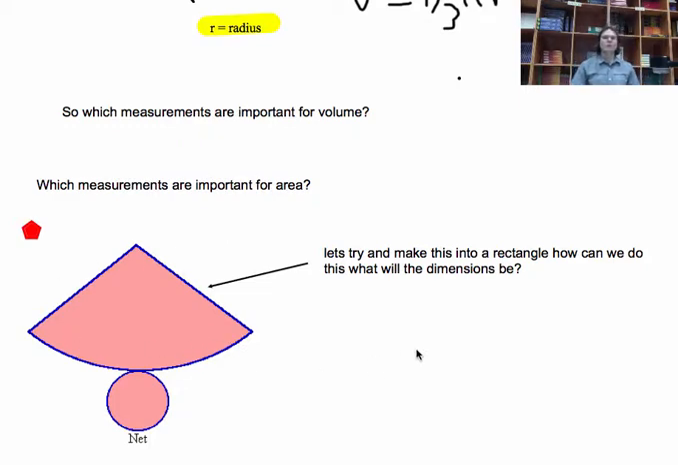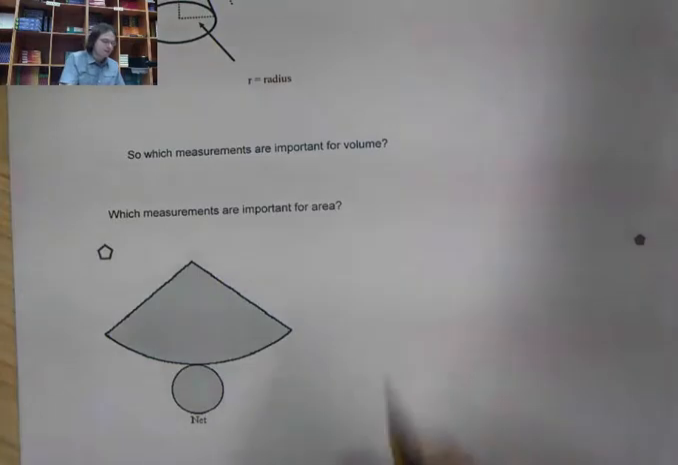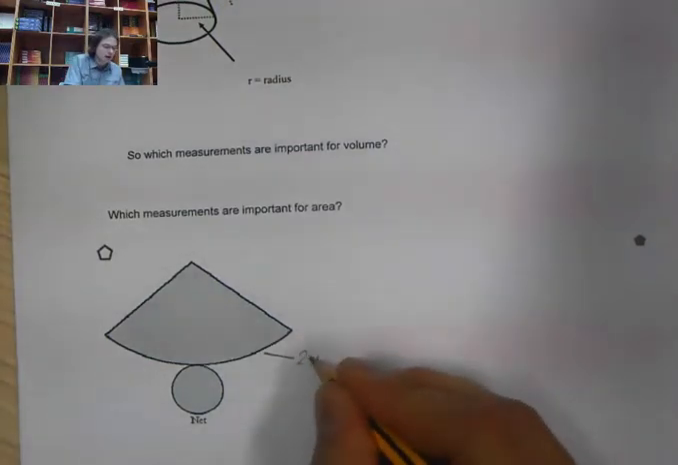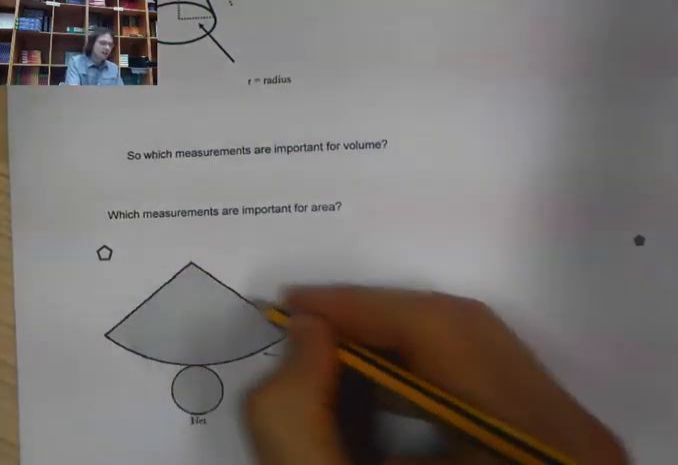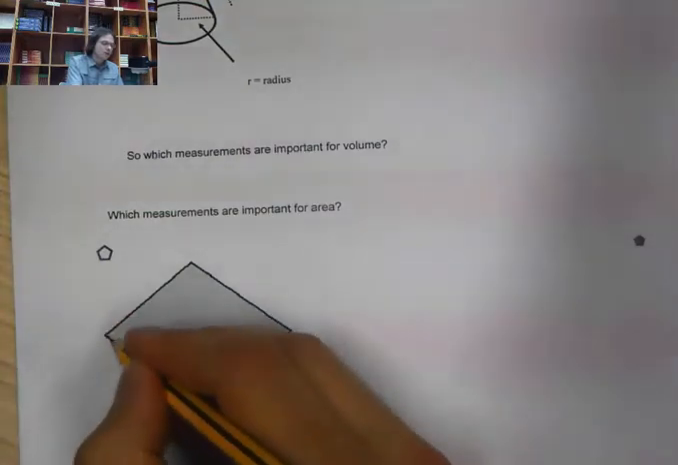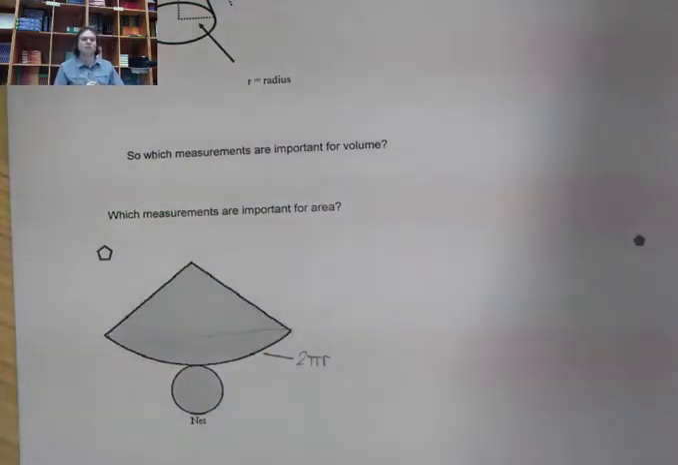Now, how do I do that? Well, I know that this part here is the same distance as the circumference of the circle. So this part here is equal to 2 pi r. Now this is kind of like a triangle, except my bottom part is 2 pi r.